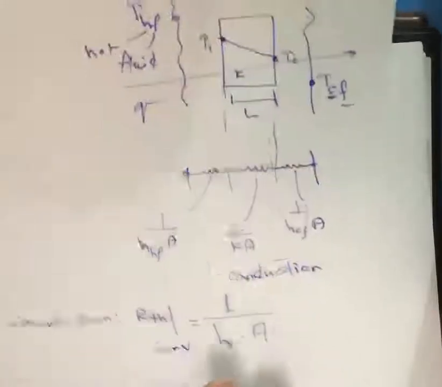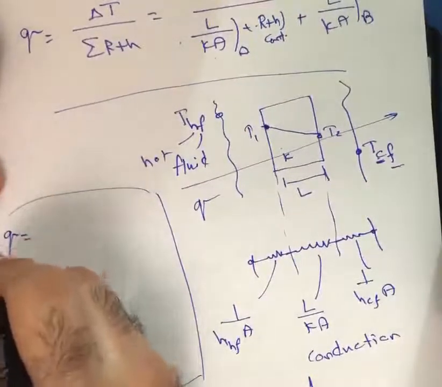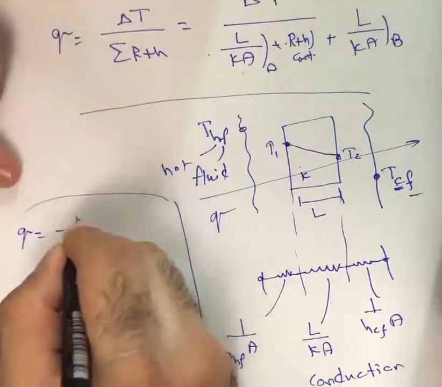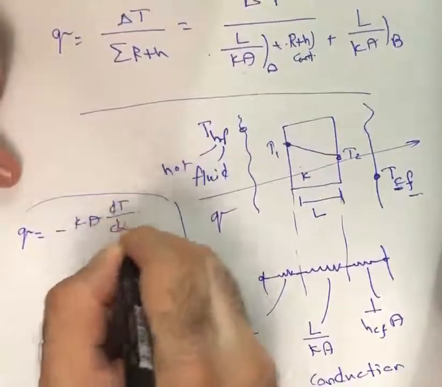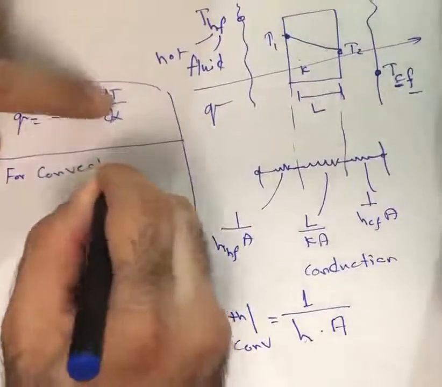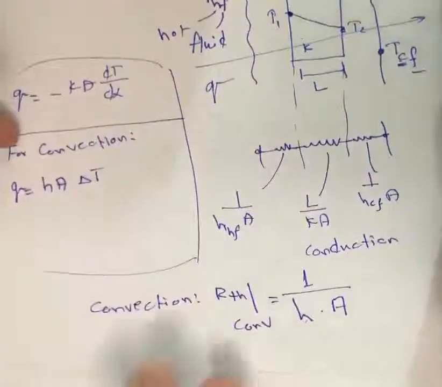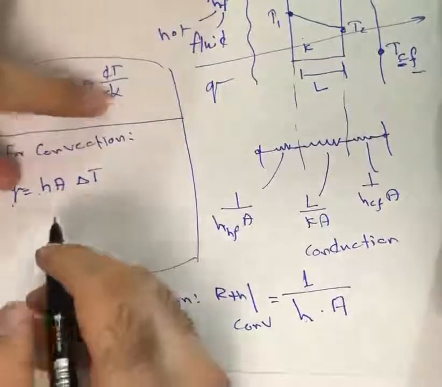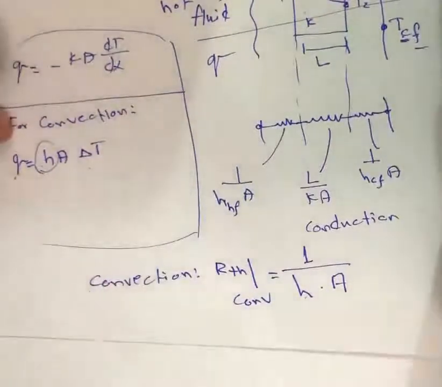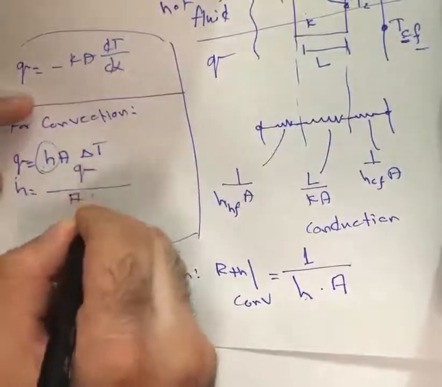Now let me show you the following. In heat transfer, we denote the heat transfer rate as Q, and for conduction it can be obtained from Fourier's law, which is minus kA dT/dx. For a convection environment, the heat transfer can be written from this law: hA delta T. The heat transfer in convection equals hA delta T. Now if we want to find the units of the heat transfer coefficient, we can use this: h equals Q divided by A delta T.